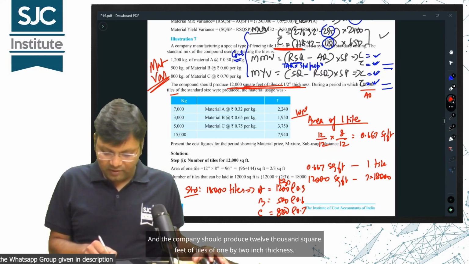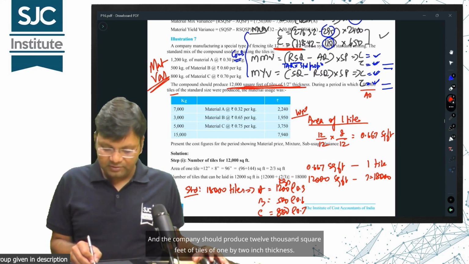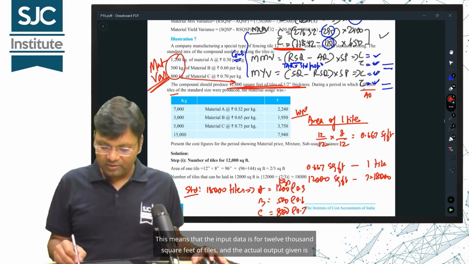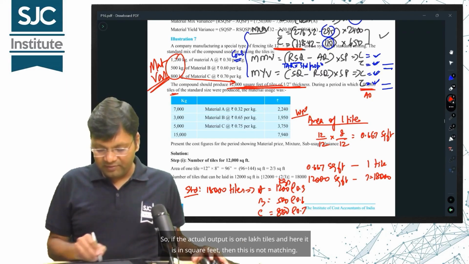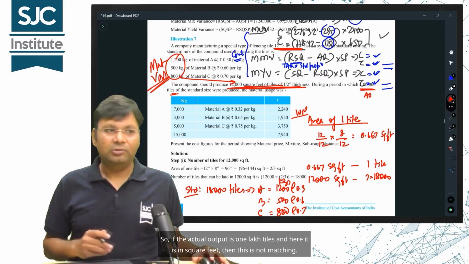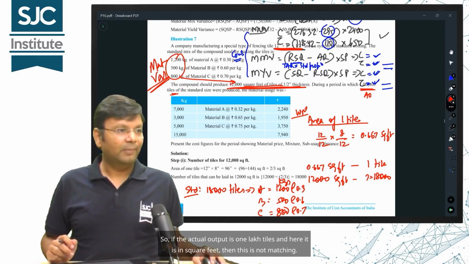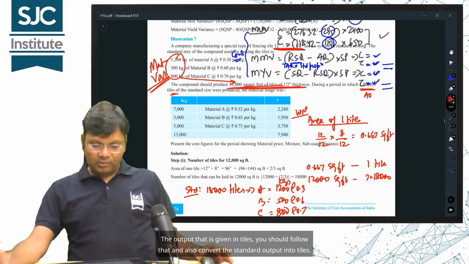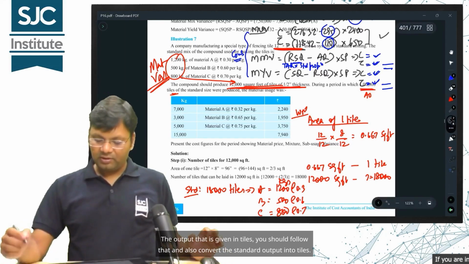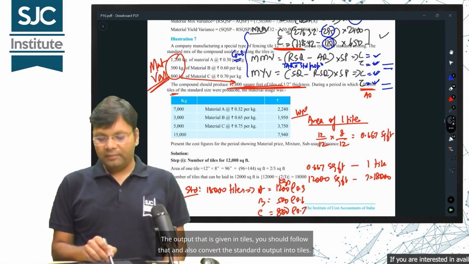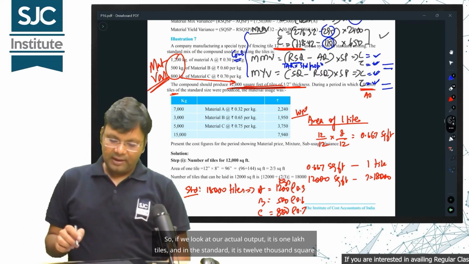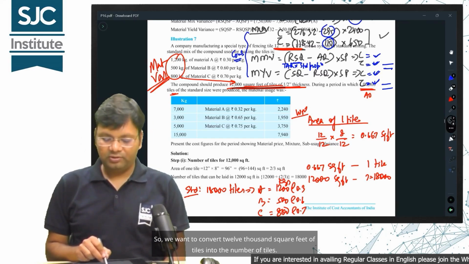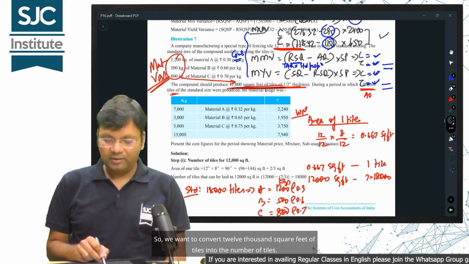And the company should produce 12,000 square feet of tiles of 1 by 2 inch thickness. This means that the input data is for 12,000 square feet of tiles and the actual output given is 1 lakh tiles. So, if the actual output is 1 lakh tiles and here it is in square feet, then this is not matching. The output that is given in tiles, you should follow that and also convert the standard output into tiles. So, in our actual output, it is 1 lakh tiles and in the standard, it is 12,000 square feet of tiles.